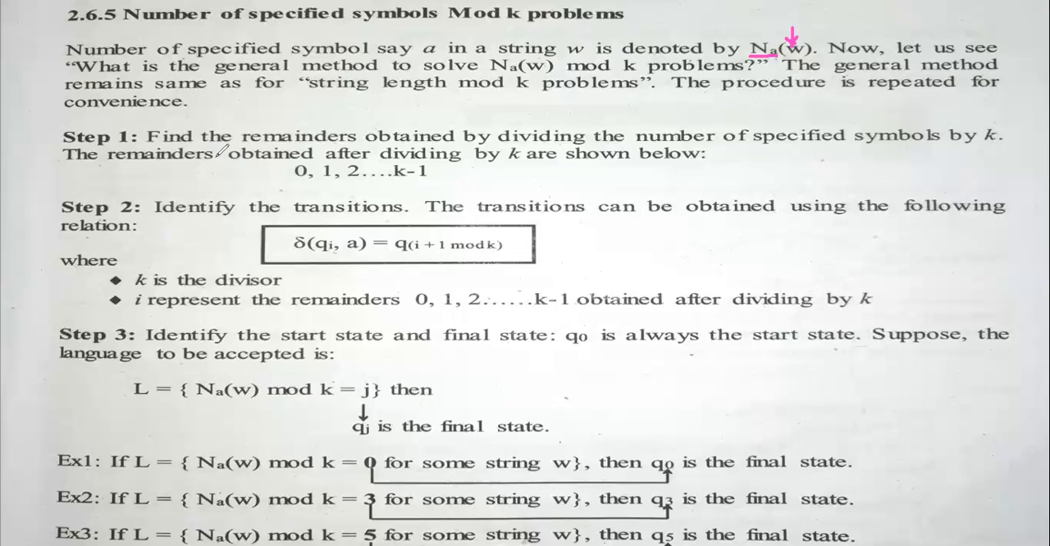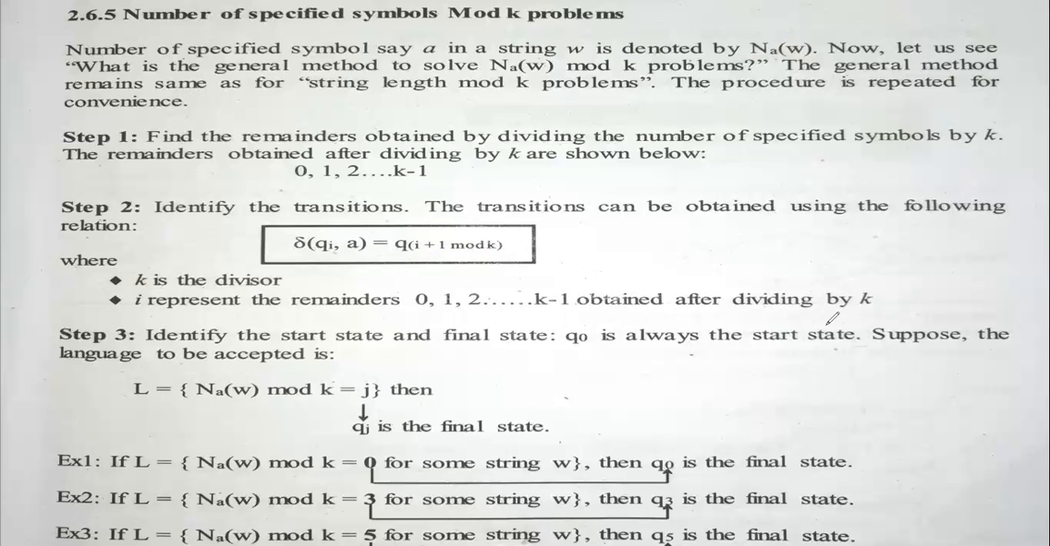The i value should be added with 1. Then we need to apply the mod operation using the k value. Whatever remainder we get, that will be the qj value. Remember, this mod function is for representing the j exactly. Remember, k is the divisor, and i represents the remainders 0, 1, 2, up to k minus 1. So this is the representation of how many i values we can find: k minus 1 always, obtained after dividing by k.